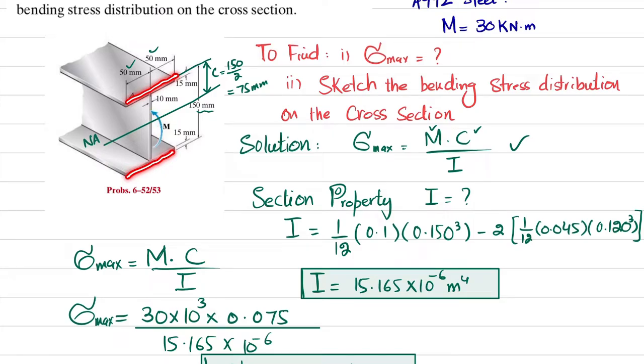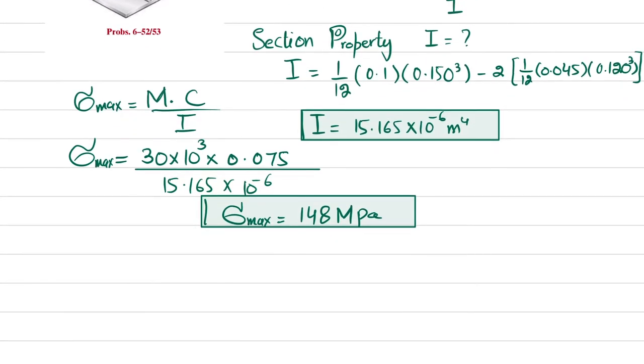Now we have been asked to find the bending stress distribution, so we will also find the bending stress at these points. These points from the neutral axis will be 75 minus this 15, which is equal to 60 millimeter. So we will find the bending stress at 60 millimeter.